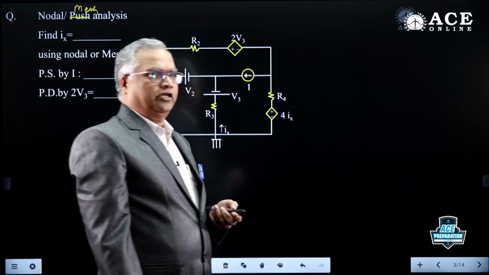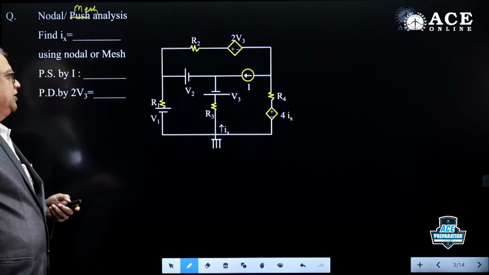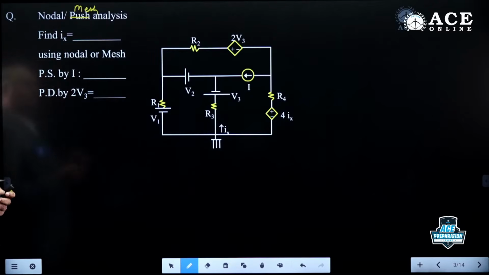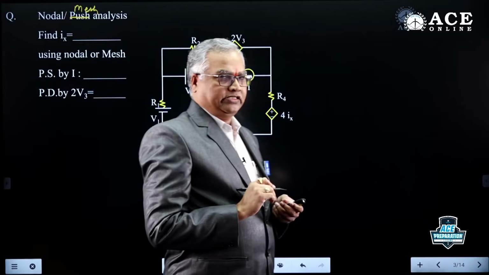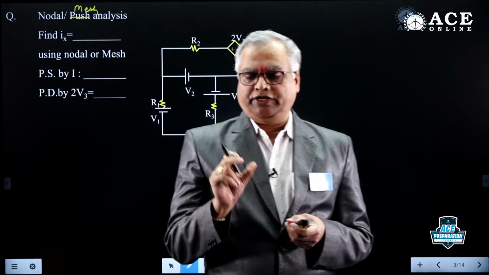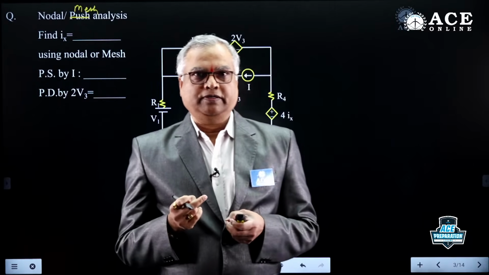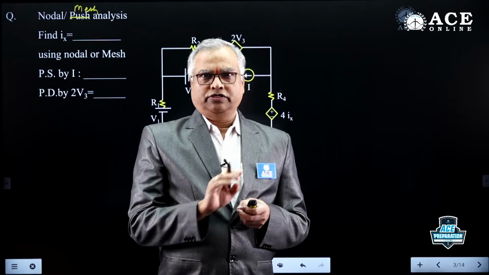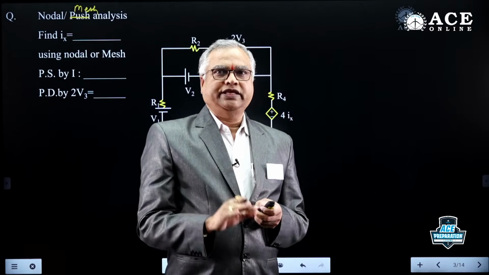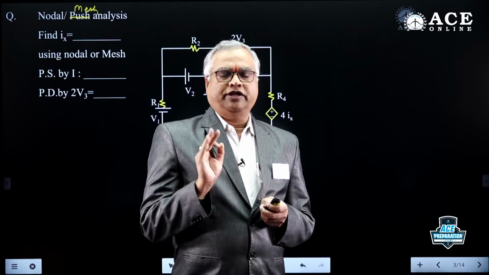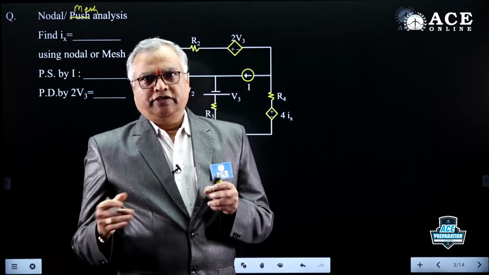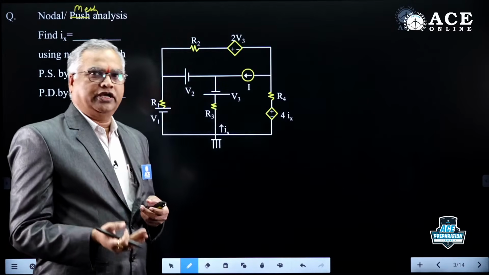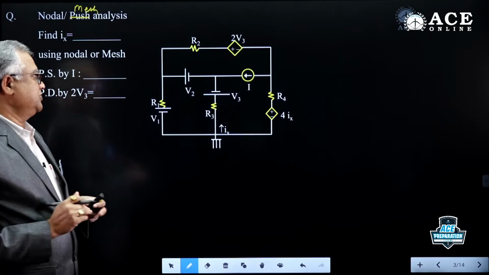What is the drawback of a single source problem? If it is a single source, all single source problems can easily be solved using voltage division and current division. With more than one source, don't apply series, don't apply parallel. This is a very, very important concept you should remember. With more than one source, never think of series or parallel. Never apply voltage division, current division, flux division, charge division, and so on. If there is more than one source, you should use only either nodal or mesh analysis.